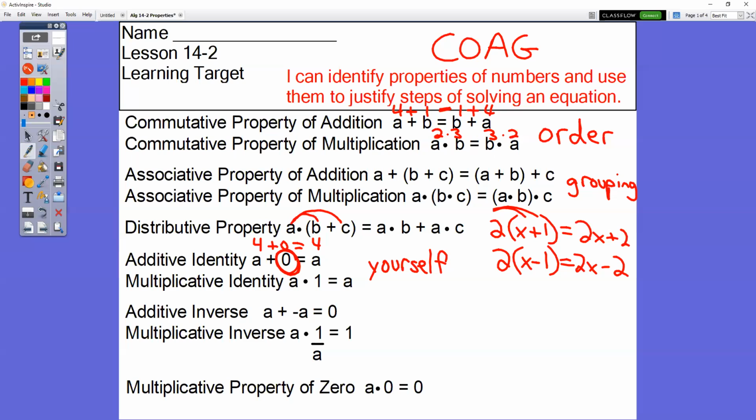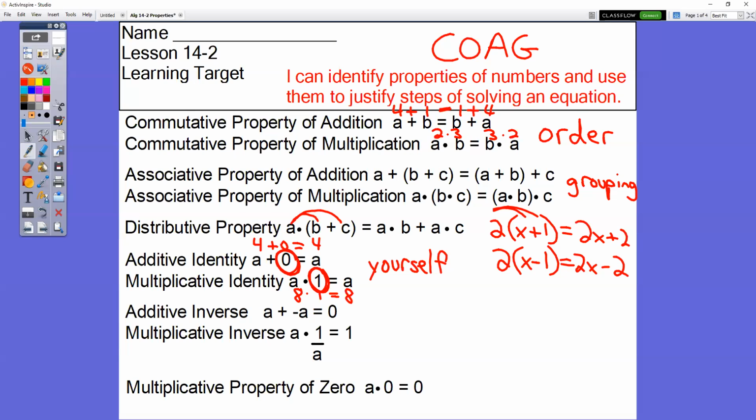Multiplicative identity, right? I know that's a big word. Multiplicative means multiply. Multiplicative identity: what number can you multiply by something to get yourself? Well, you can multiply that by 1. For example, 8 times 1 is 8. You get yourself in the end. So your identity is yourself.